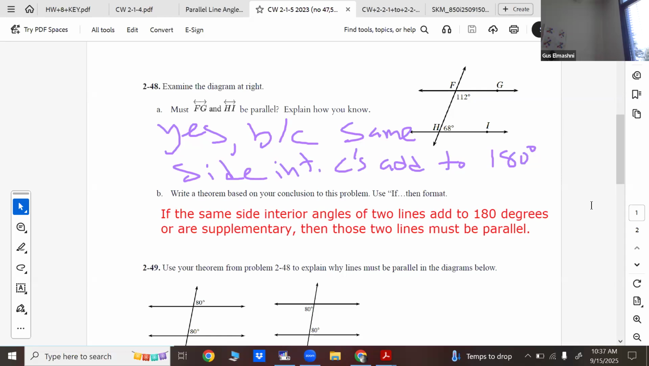So that's the way you would want to write it. If the same side interior angles of two lines add to 180 or are supplementary, either way I don't care, then those two lines must be parallel. So that's the theorem. And we could prove it with all the stuff we did in the past, like corresponding angles. But that's a theorem that we just wrote.